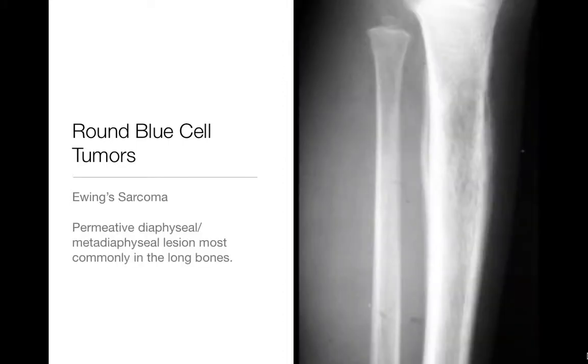Ewing sarcoma, again, another round blue cell tumor. It's typically located in the diaphysis or the metaphyseal-diaphyseal region. Classically as a permeative lesion associated with aggressive periosteal reaction, as we see here. This was a case of Ewing sarcoma.